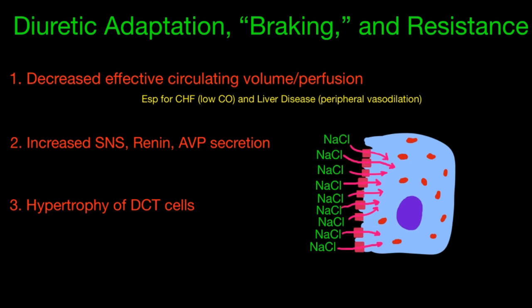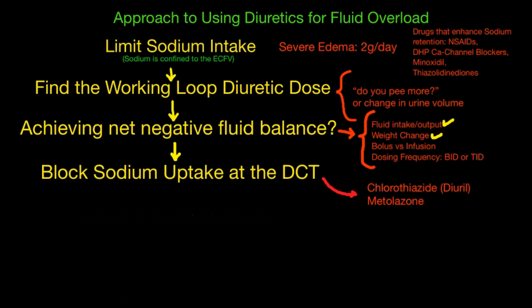And so they look at this and say, wow, the loop of Henle is falling down on the job. They don't know that we're administering loop diuretics. And so they step up to the plate, they grow in size, and they do what they're told to do, which is reabsorb lots of sodium and chloride. So these are the main reasons why there's adaptation or resistance to loop diuretics and this braking phenomenon. And so that's why our next step is to block sodium uptake at the distal convoluted tubule.